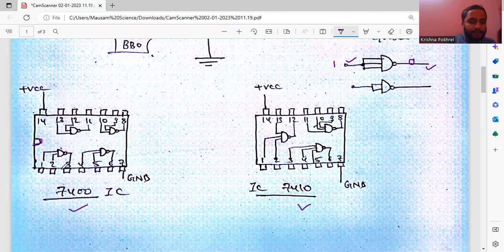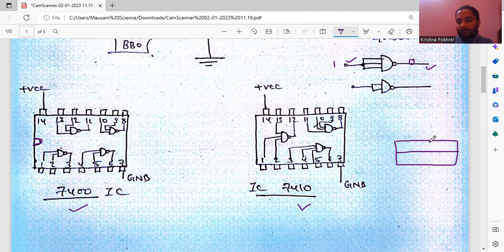Before joining this IC in our breadboard, we need to fix pin 14 as plus VCC. We need to give 14 plus VCC, and we need to give pin 7 ground at first. Otherwise, the IC will not operate. This is the basic requirement for the operation of an IC, and we know in a breadboard, the IC cannot be kept wherever we like.